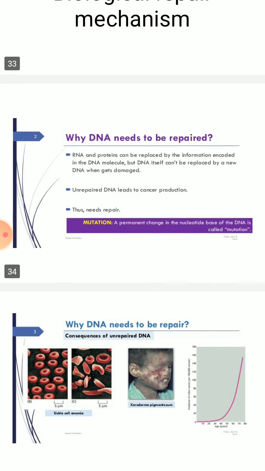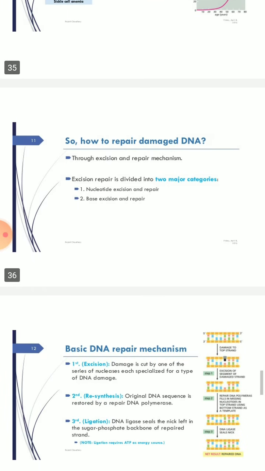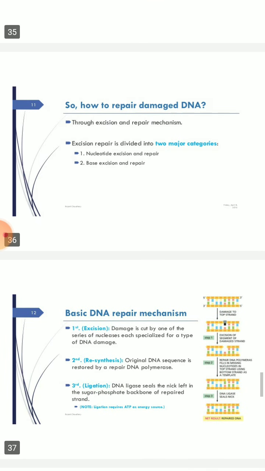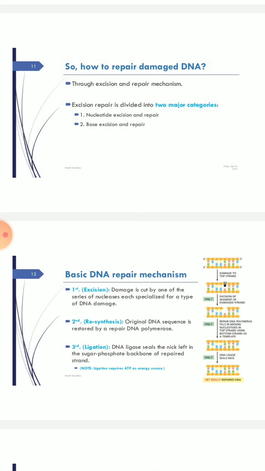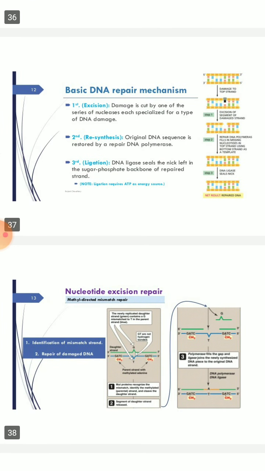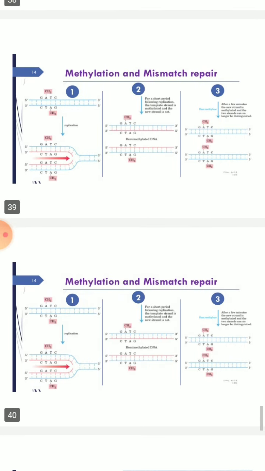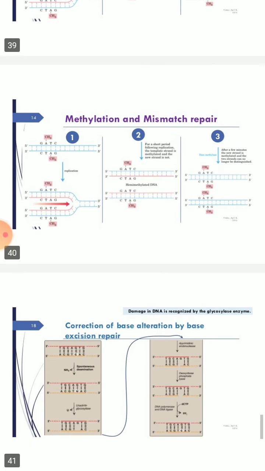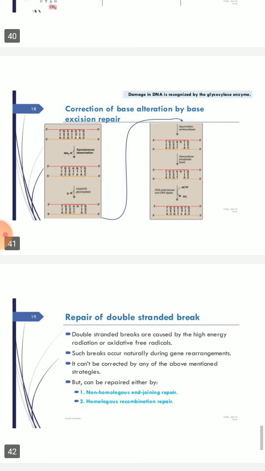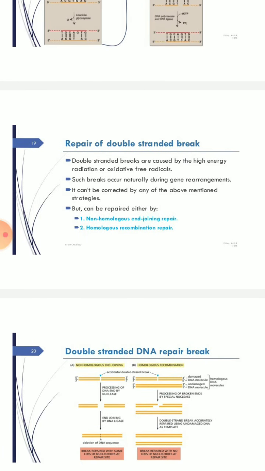Biological repair mechanisms are here. How to repair damage? Excision repair is divided into two major categories: nucleotide excision repair and base excision repair. Here are the excision processes. You can study them in detail, though the detail is not compulsory, so just have a look at them. Repair of a double stranded break.